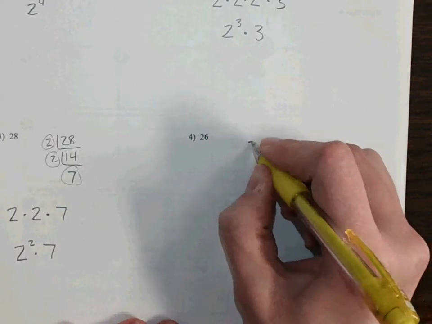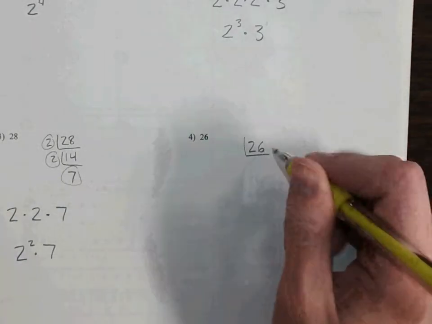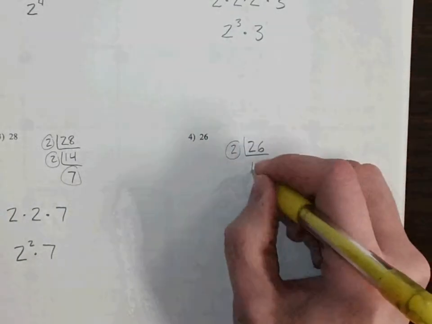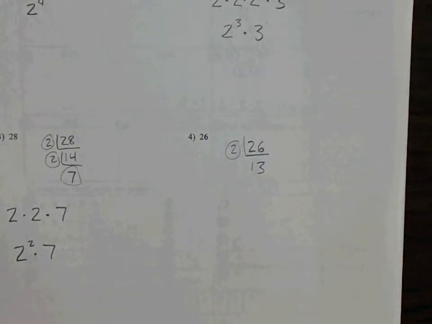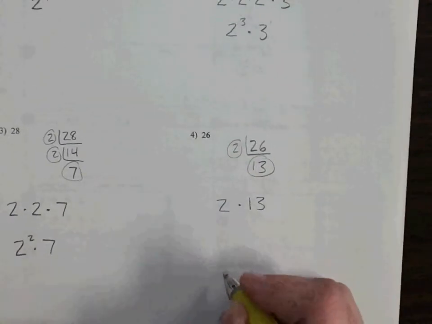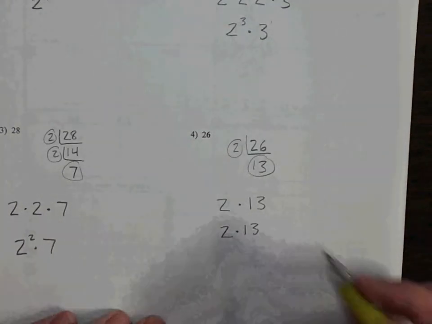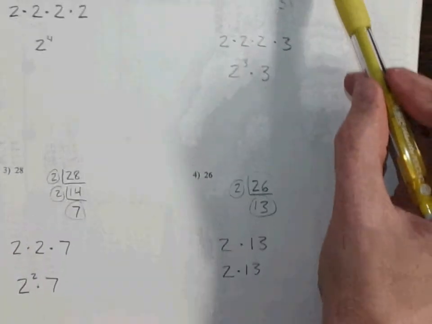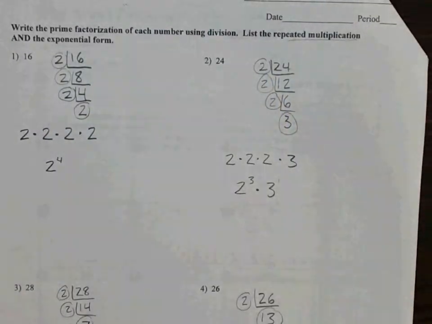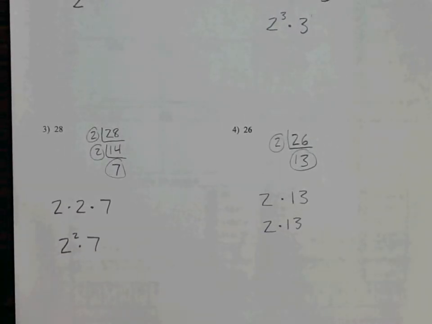26. So it's an even number. It ends in 0, 2, 4, 6, 8. So I know 2 will go into it. I'm going to circle my 2, and then I get 13. So check your list. Is 13 a prime number? Yes. Circle it. We've gotten to the bottom. 2 times 13. And guess what the exponent form looks like? The same thing. Go ahead and write it twice, because it says list the repeated and the exponential form. And means including both things. So if you don't have two things written, then you haven't done what the instructions say.